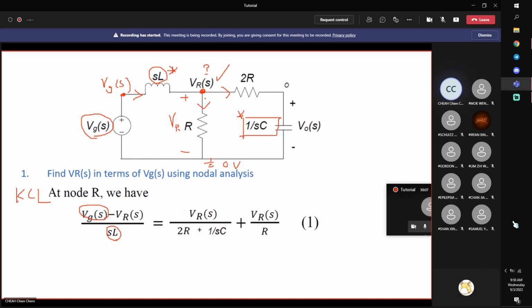Now this is the inflow, so we have inflow equal to outflow, which is VR minus 0, divided by RL, the current flowing through the resistor RL. Now the current flowing through here is a series combination of two impedances, 2R plus 1 over SC, like Z1 plus Z2.